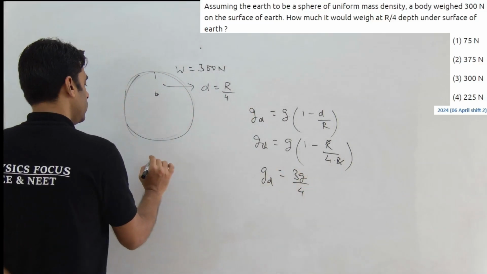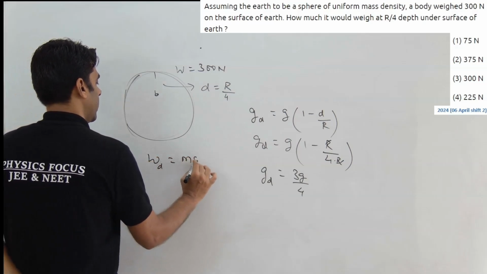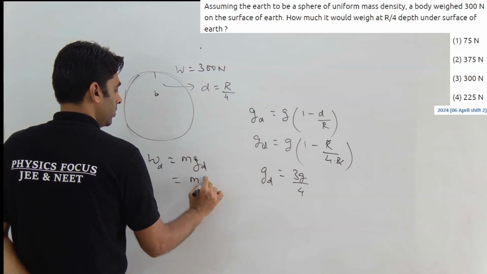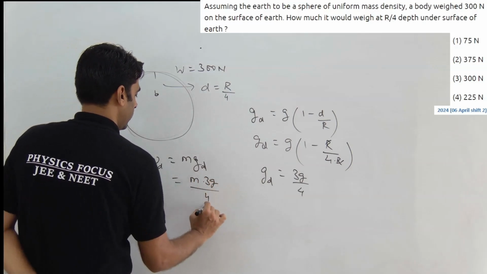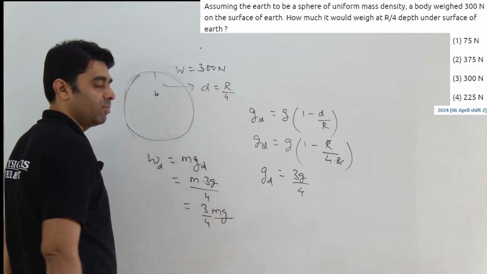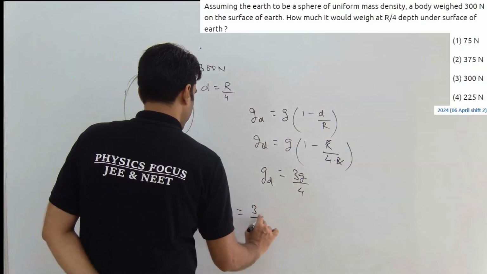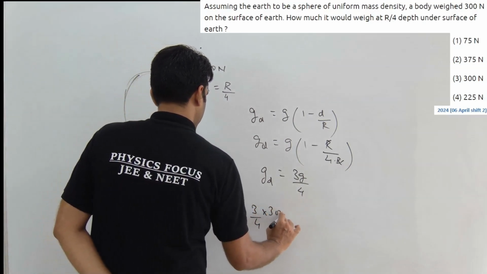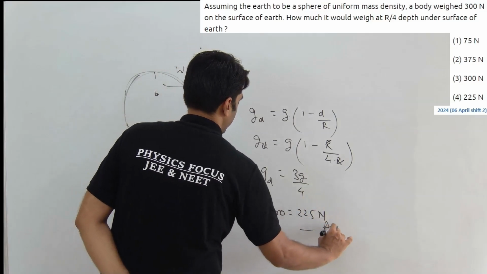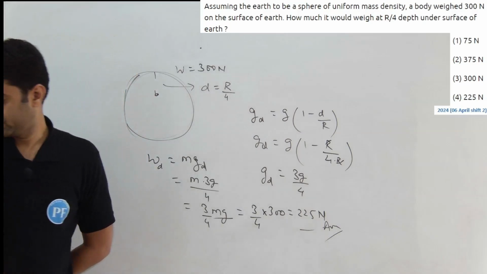Now, weight at a depth of d can be written as m g_d, which is basically m into 3g by 4. 3 by 4 mg, and mg on the surface is given to us as 300 Newton. So 3 by 4 into 300 comes out to be 225 Newton as our answer. Let's move ahead.